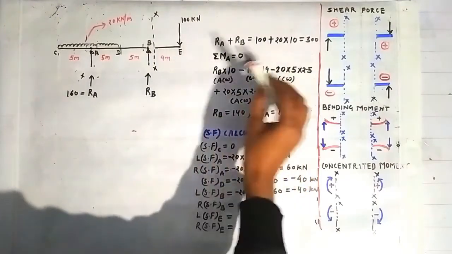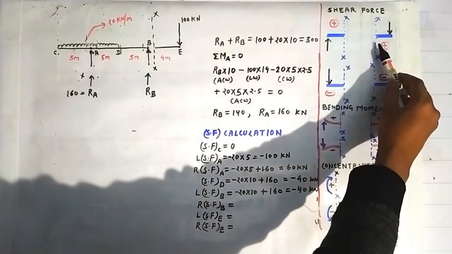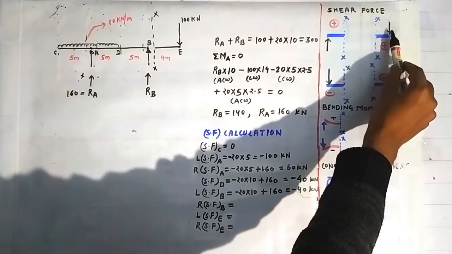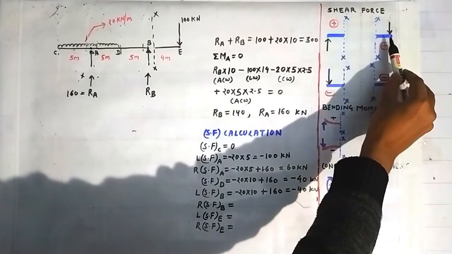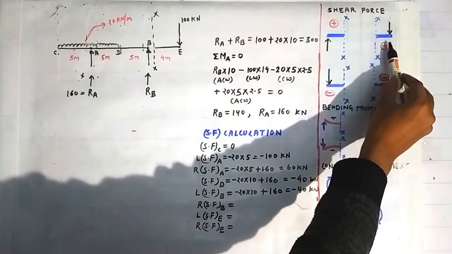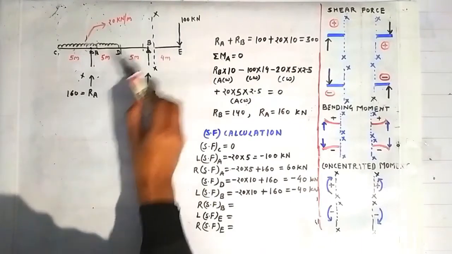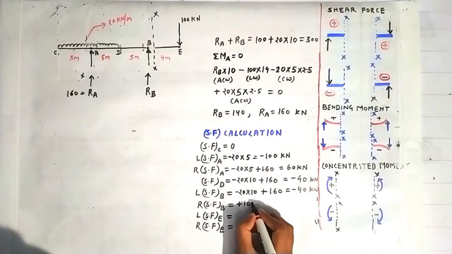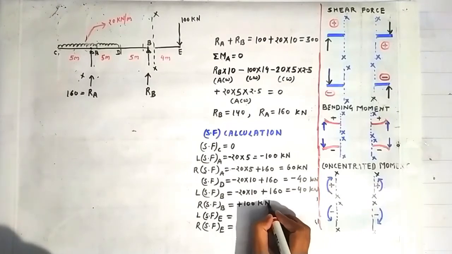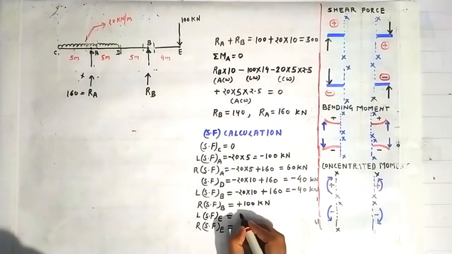Why? Because this force is lying on the LHS of this section and going downward. Similarly, if a force is lying, if a load is lying on the RHS of a section and going in vertically downward direction, it is treated as positive. Similar is the case here. It is lying in the RHS of this section and going vertically downward direction, so it will be treated as positive and give us 100 kilonewton. And shear force on the right side of the point E will also be 100 kilonewton.